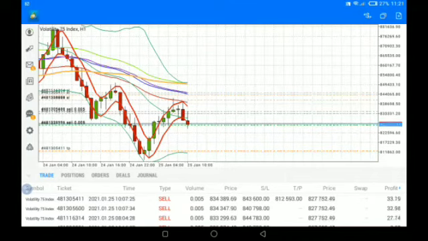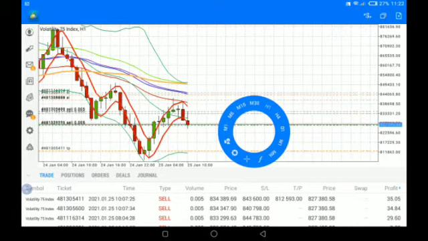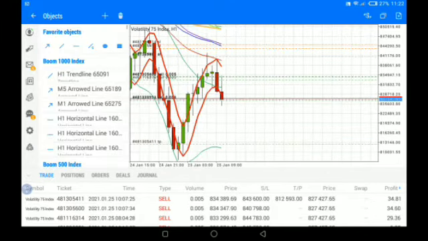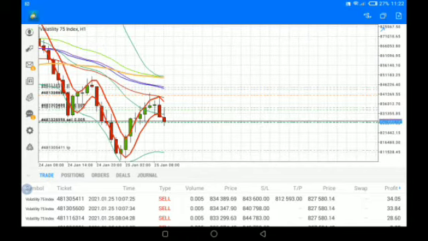Hello everyone. This entry I took, I want to talk about why I took this entry. So like you can see, I took this entry based on the bearish engulfing pattern, the bearish engulfing setup, right?